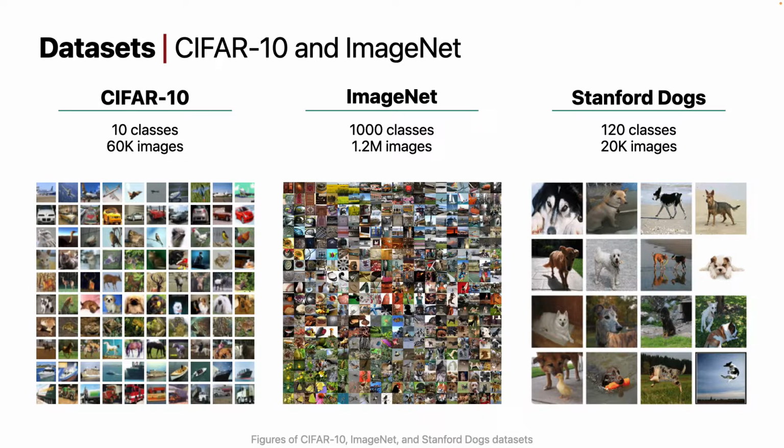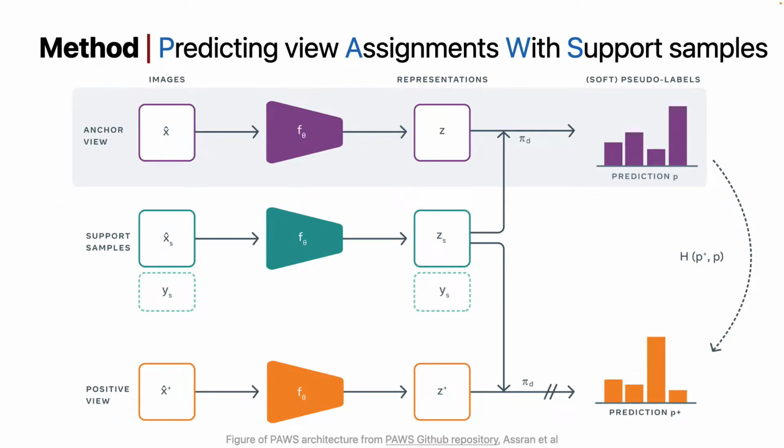As a part of the training methodology, data is augmented using color jitter, random cropping, and random horizontal flipping, similar to the SimCLR approach. Predicting view assignments with support samples, or PAWS, extends the distance metric loss in self-supervised methods like BYOL and SwAV to the semi-supervised setting. Like the SimCLR architecture, PAWS generates two different data augmentation views of a given unlabeled image, one being the anchor view, the other being the positive view.